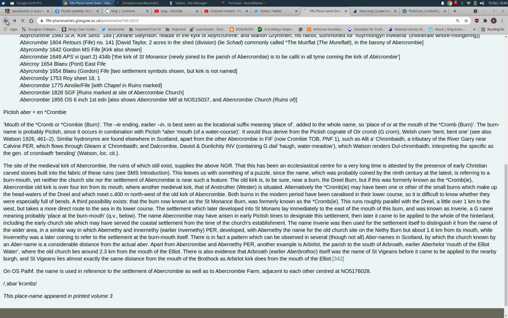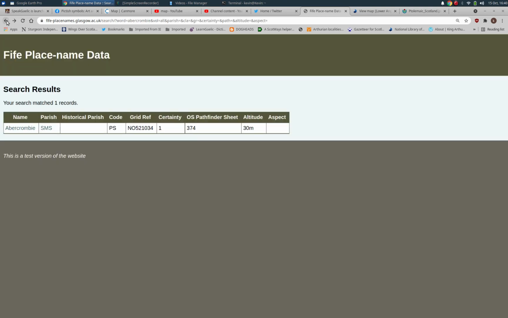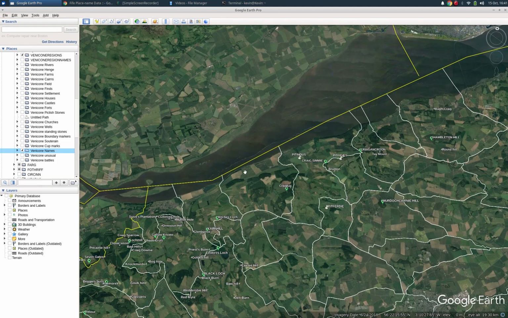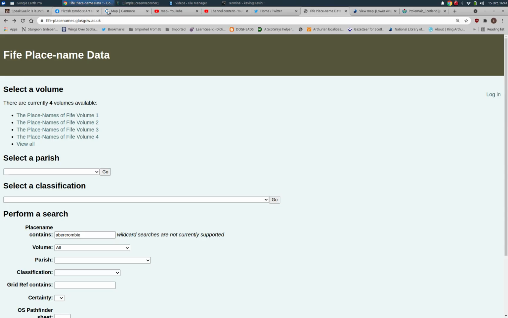It's a wonderful database, and as such, it's very useful. My only criticism of it is the fact that there isn't one for the whole of Scotland. It only covers Fife, but as such, it's a very useful database. Now, once I'd actually plotted the names initially, I then, as an afterthought, decided to go and have a look at the Canmore database.